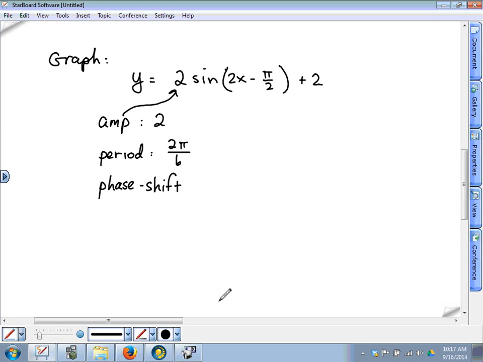Yeah, all of this stuff, all of these formulas, everything, it's in this little appendix that I put on the website for you to look at. But this is correct: 2 pi over b. What is b? In this case, b is 2. B is the coefficient of the variable. So this is going to be 2 pi divided by 2, which is pi.